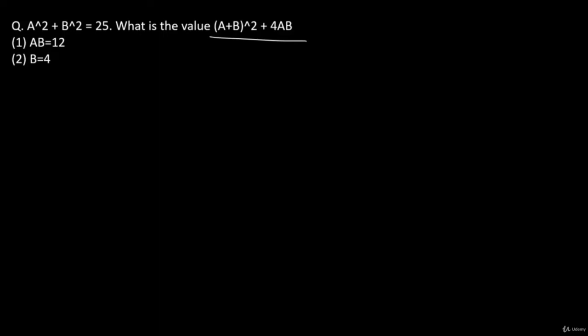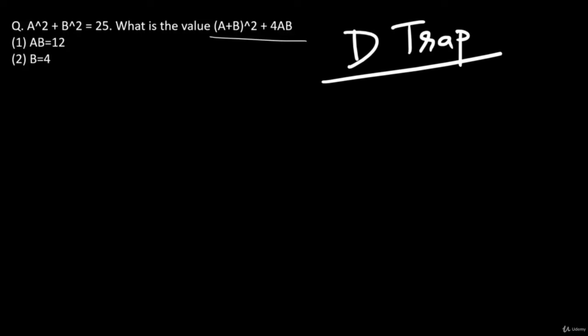Now this is a classic D trap. Alright, now the options are A, B, C, D and E. So in a lighter manner, we could classify the traps as A trap, B trap, C trap, D trap and E trap. Right, now we have already seen previously questions where the trap was C, which we call as C trap questions. Now this is a typical D trap question.